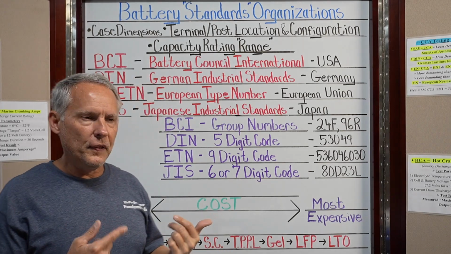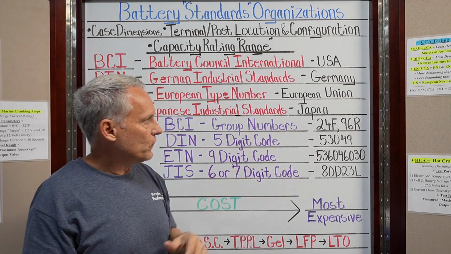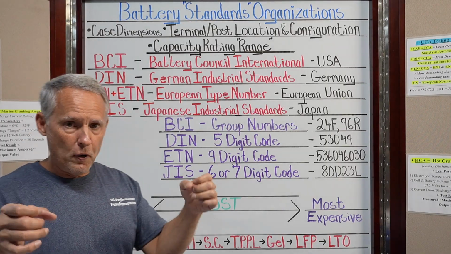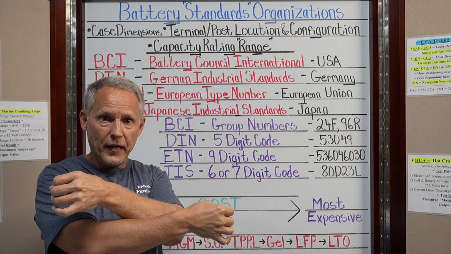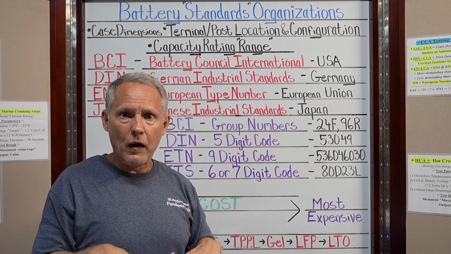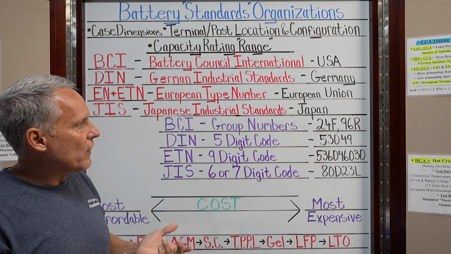And all you do is look that up, and from that group number, it's going to give you, like I said, the dimensions of the battery, the post location. It's going to give you the post polarity, whether the positive's over here, negative's over there. It'll give you how the battery is held down in the vehicle. It'll give you everything you need to know.